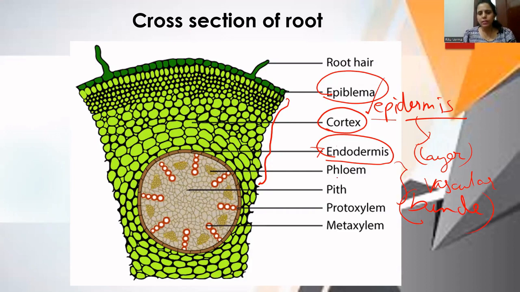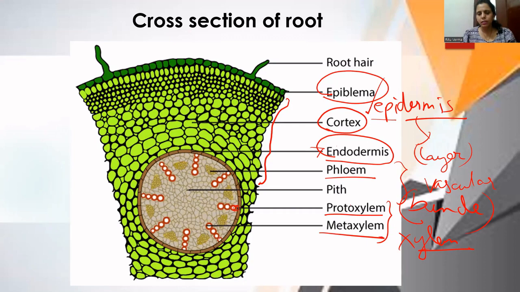This vascular bundle consists of vascular tissues, that is phloem and xylem. This is your xylem tissue. Here the xylem tissue is divided into protoxylem and metaxylem. This is just additional information for you. Protoxylem means the xylems which are newly formed. Later on these xylems undergo more and more development, and then they form metaxylem. So that's why metaxylem is present towards the center and protoxylem are present towards the outer side.